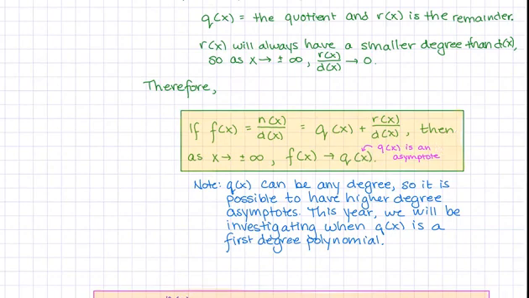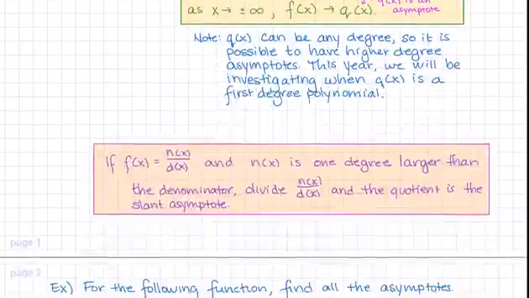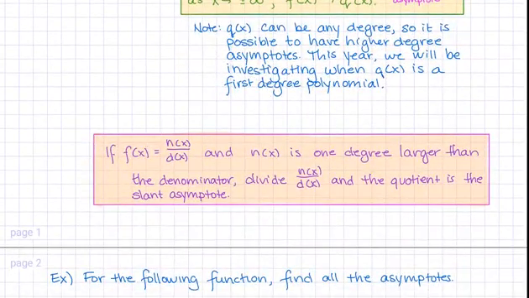This year, we're only going to focus when the quotient is a degree 1, and so we're going to look at only when it's a slant asymptote, when it's a linear asymptote, but a slant asymptote. That's kind of what I'm saying here. So to kind of summarize this then, if you have a function, n of x over d of x, and n of x is specifically 1 degree larger than the denominator, then you divide, and the quotient is a slant asymptote. So if the degree of the top is 1 more than the bottom, divide, the quotient's the slant asymptote.